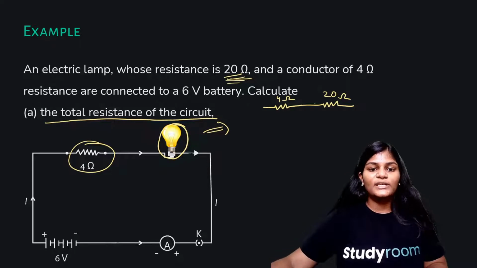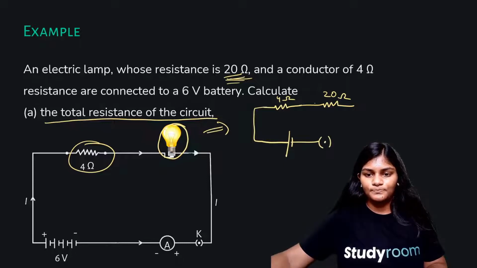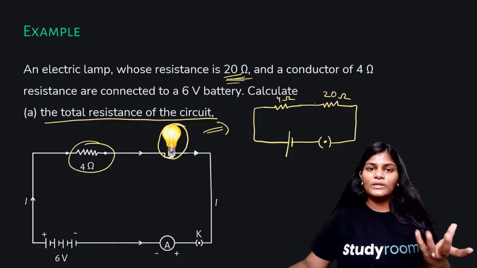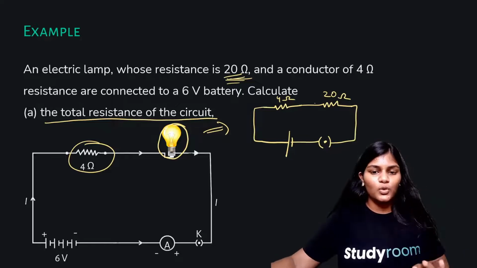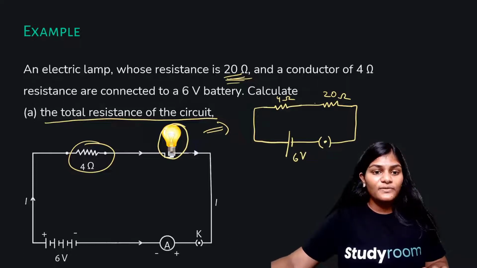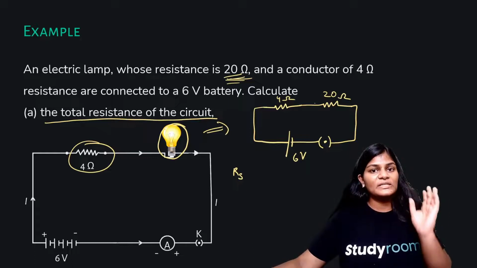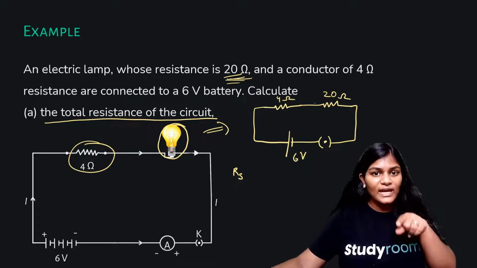Now these two are connected to a 6 volt battery. So this is your 6 volt battery and you can put a key also. I know there is an ammeter and everything also, but you may or may not draw it because in this part we are only calculating the total resistance. You can draw it also, there is no problem. Now what did we study? That the total resistance, that means RS, or you can say R equivalent, whatever. I'll just use RS because it means R series, the total resistance of the resistors connected in series. That's why the S is in subscript.